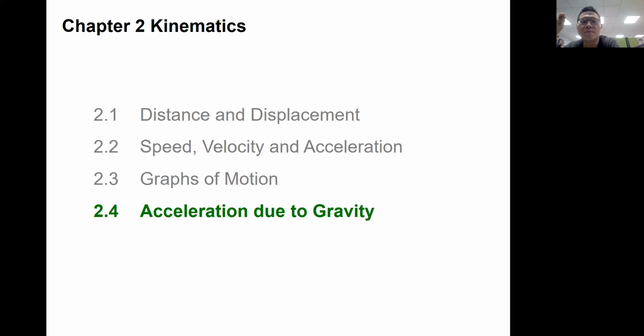Acceleration due to gravity. In this section, we will look at Earth phenomena and analyze them using what we have learned previously, which is the graph of motion and the formulas of acceleration and velocity. We will apply what we have learned to this particular section, 2.4, and this phenomenon is actually quite related to our real life.